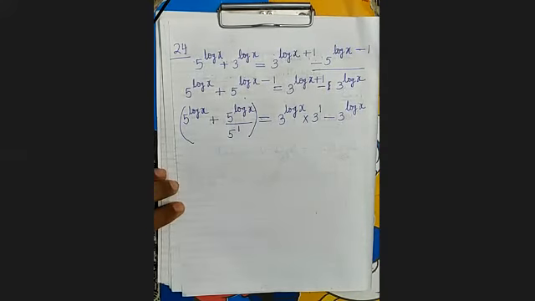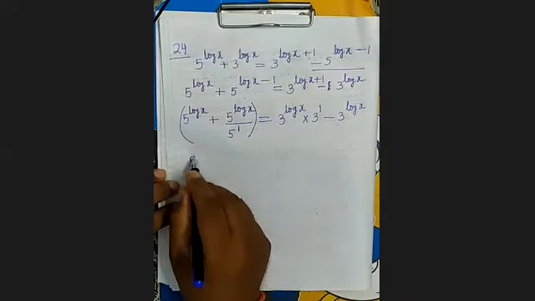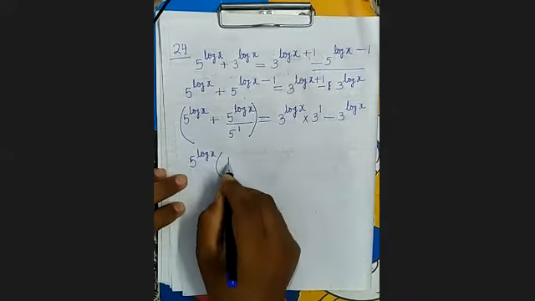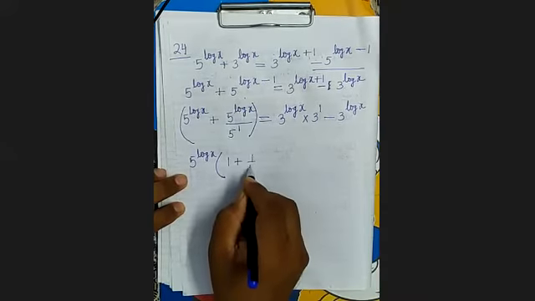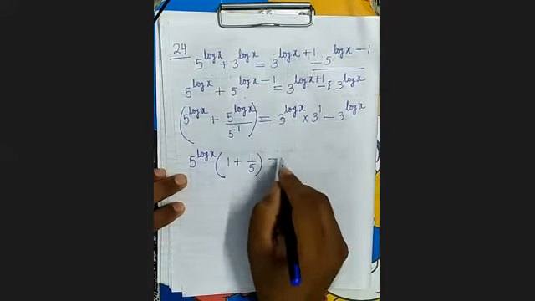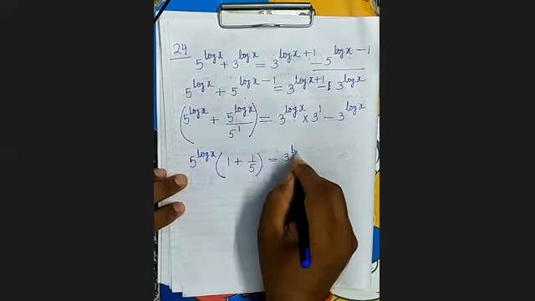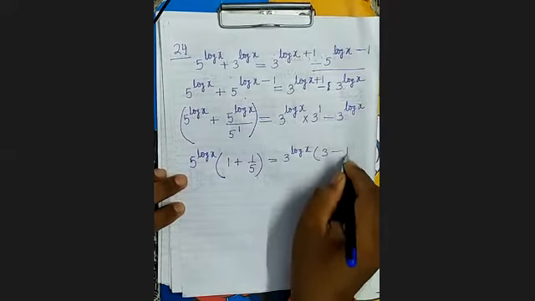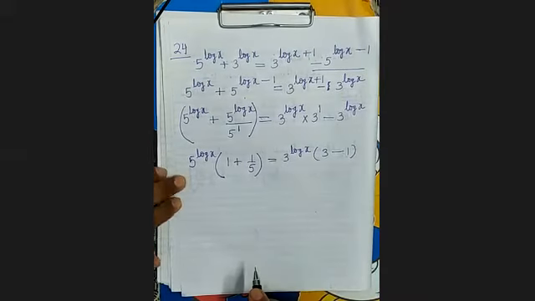Sir, 5 की पावर log x कॉमन लेंगे. 5 to the power log x, you take out common. When you will take out common, it is 1 plus 1 upon 5. And here, what is common? 3 की power log x common. So it is 3 minus 1. Whether it is clear?